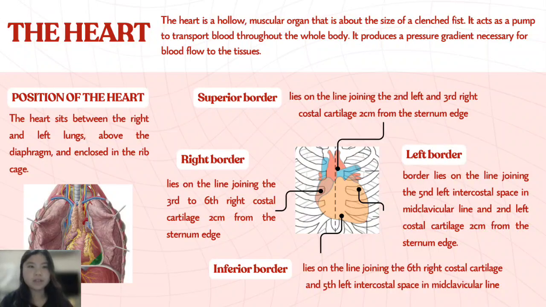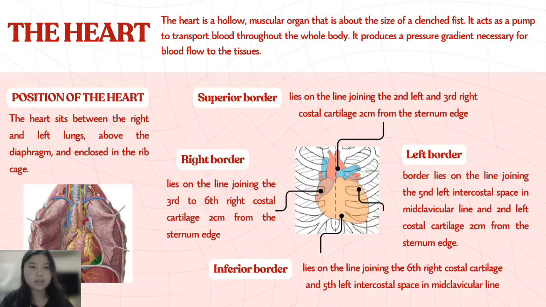The heart is one of the most important organs in the body and is about the size of a clenched fist. Its main function is to pump blood throughout the body. It is well protected by its surrounding structures, with it sitting between the right and left lungs above the diaphragm and is enclosed in the rib cage.